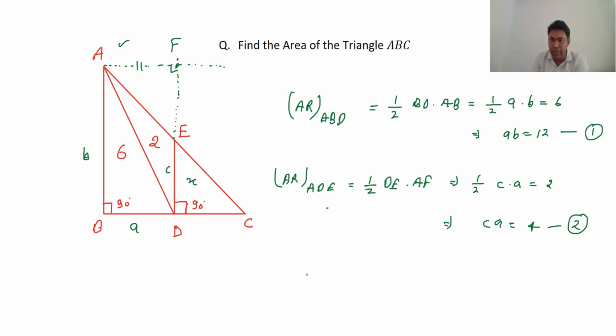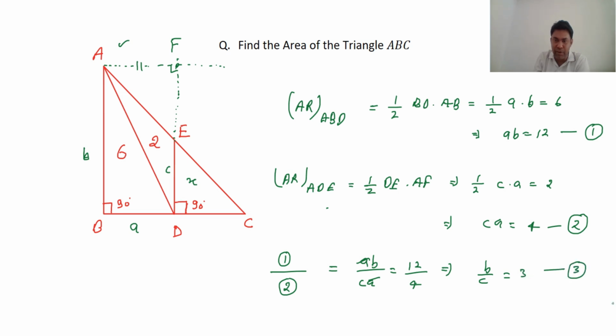Now we can divide equation number 1 by equation number 2. So AB divided by CA is equal to 12 divided by 4. Further we can write B divided by C, since these two quantities will be cancelled out. So here only B by C will remain. B divided by C can be written as 12 divided by 4. After simplification it will become 3. Let's call it equation number 3.